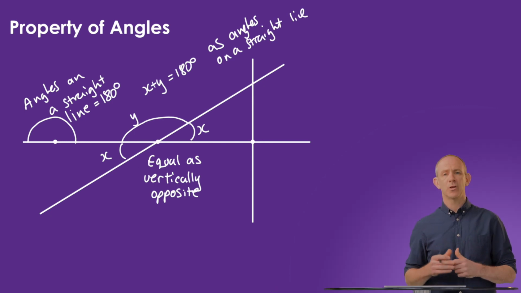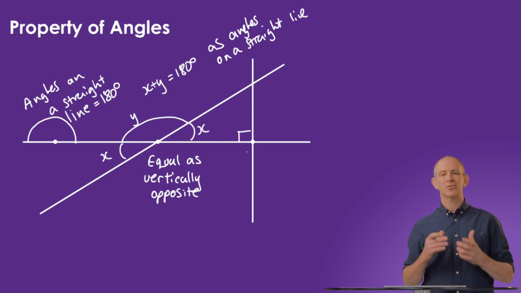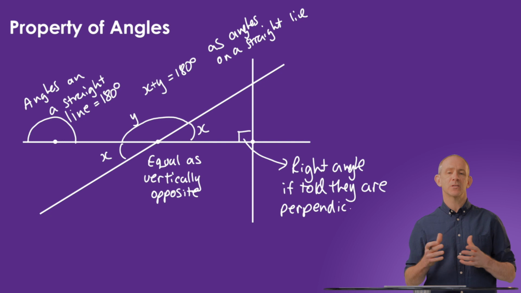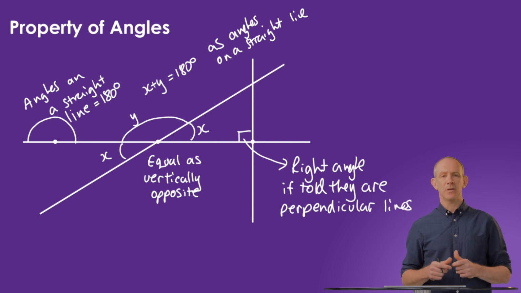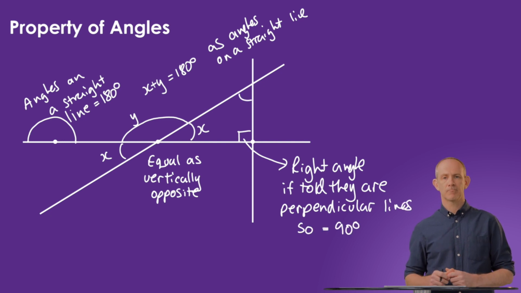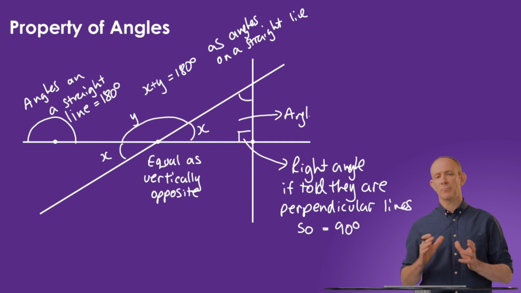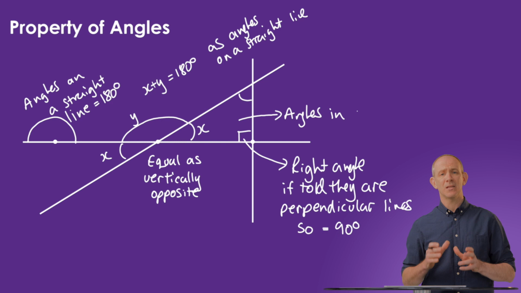If we're told that 2 lines are perpendicular, we can then assume that it's a right angle. So we know that the angle here inside this triangle is going to be 90 degrees. One of the things that we'll talk about a lot in the next video, which is going to be on polygons, is the angles inside a triangle.